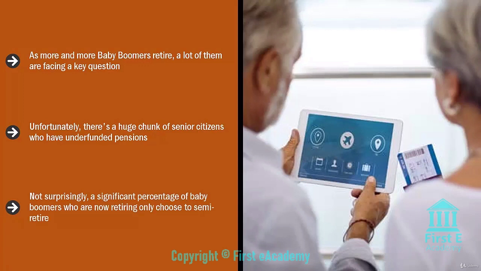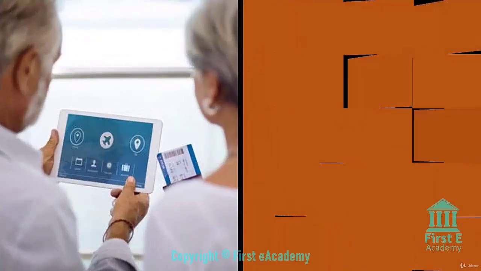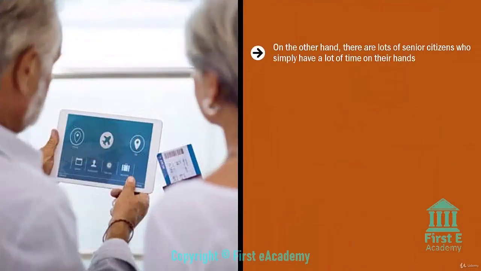Not surprisingly, a significant percentage of baby boomers who are now retiring only choose to semi-retire. They still work upwards of 20 hours every single week to essentially supplement whatever pension funds they're getting from the government or from private sources. On the other hand, there are a lot of senior citizens who simply have a lot of time on their hands. They don't need money because they're well taken care of by their retirement plans. That's not the issue with them. The issue is, what do they do with their time?